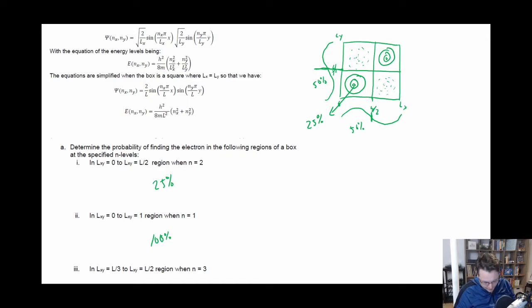If you're doing the whole box, the probability of finding the electron there is going to be 100% in those cases. So the final one right here, Lxy from L over 3 to Lxy L over 2 region, when n is equal to 3.